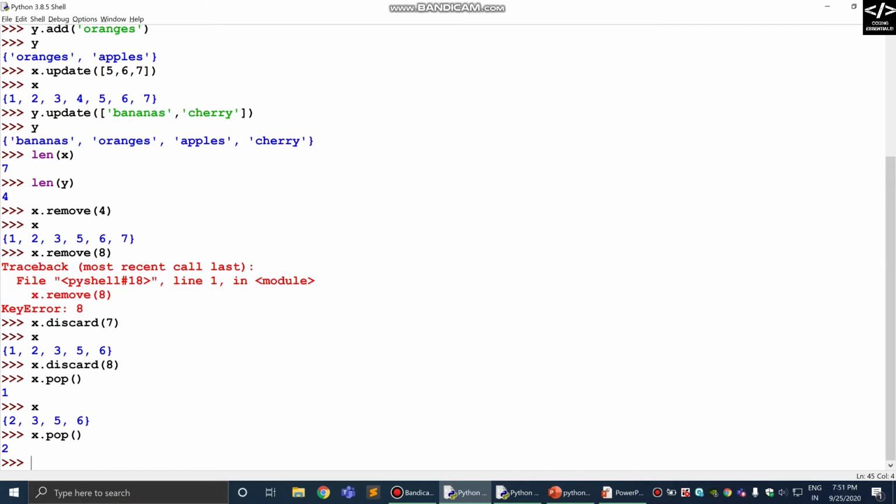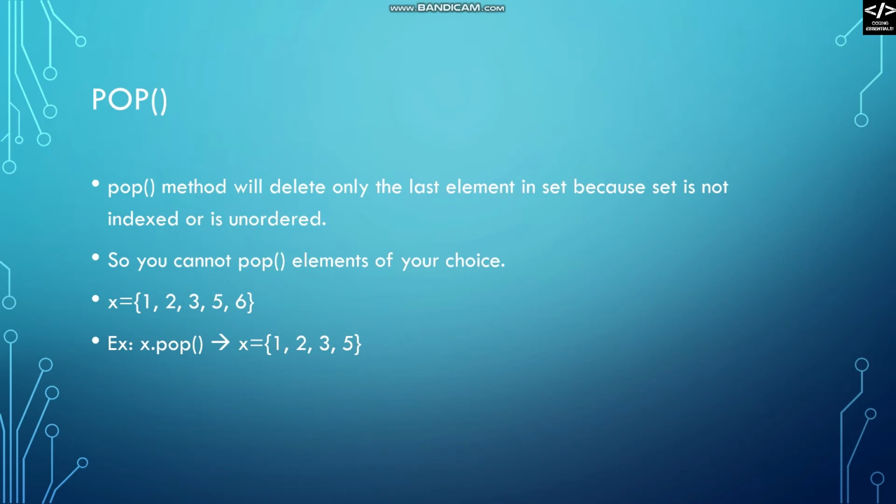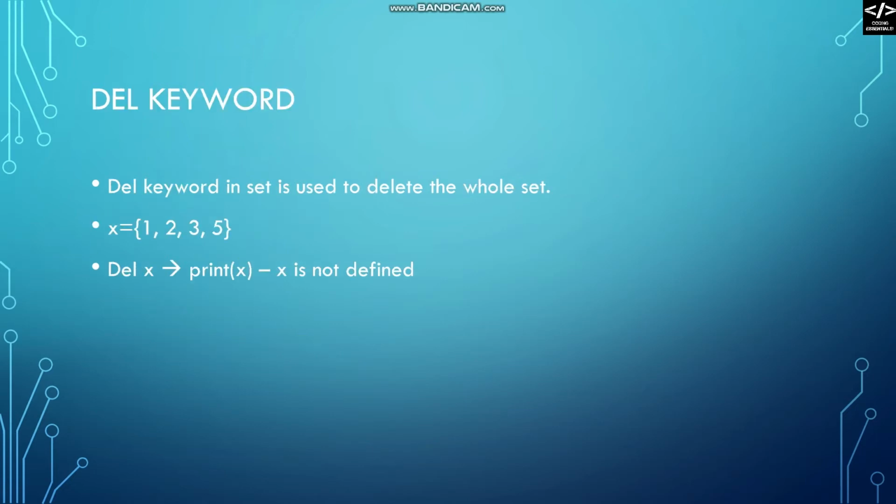You don't have an index. Sorry, inside tuple you cannot use pop because tuples are immutable. So this is the difference between using pop inside a list and a set. Okay, so let's move on. Basically pop will delete the last element, but you don't know what is the last element.